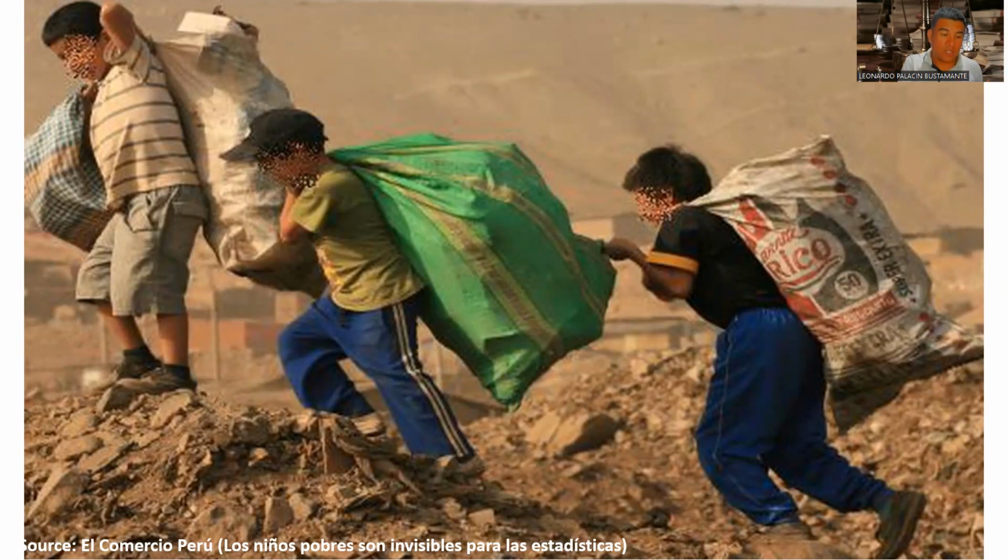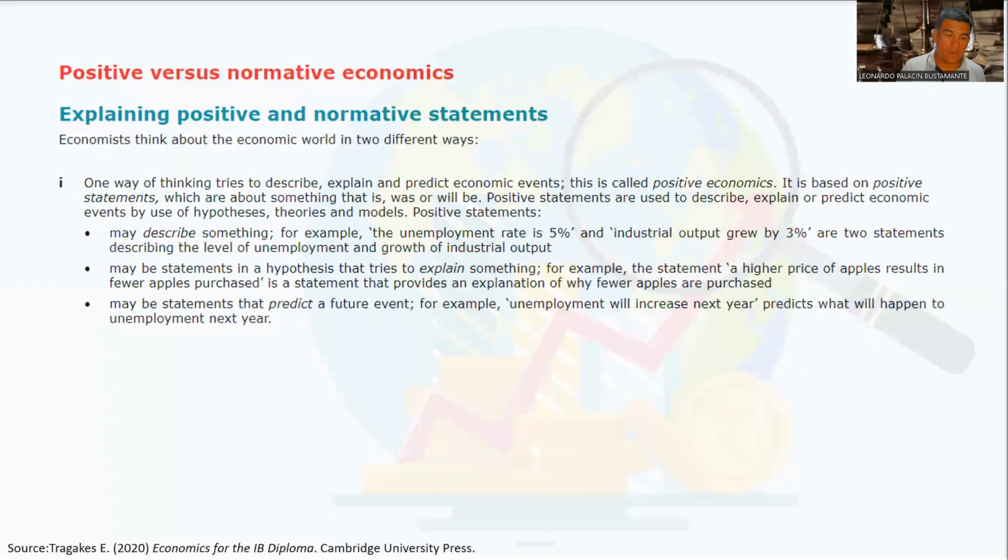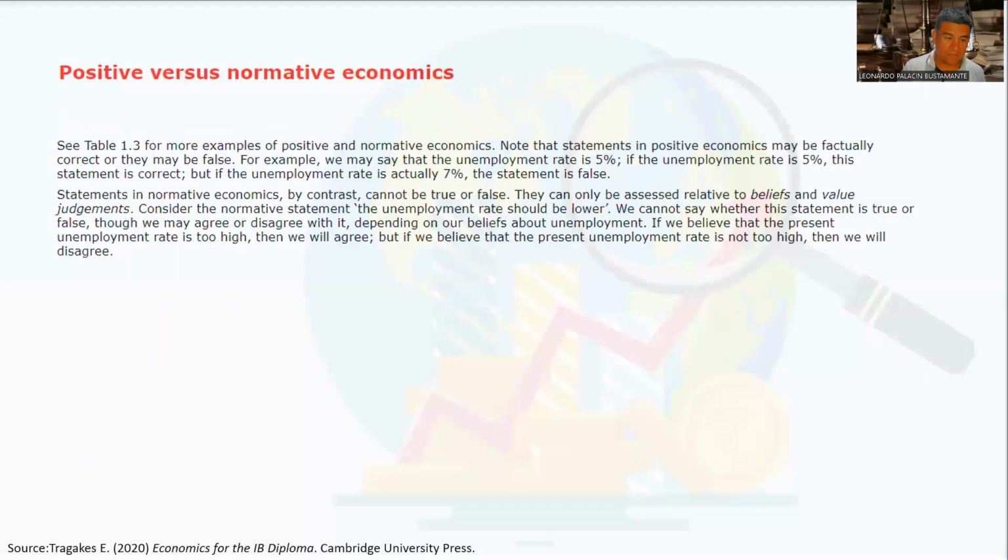So we would say that this statement is a positive statement. However, if I say the level of informality should be reduced, this has to do more with policies and what you think is right to do. So this would be a normative statement. So we have now, through this example, the contrast between these two types of statements, positive and normative.